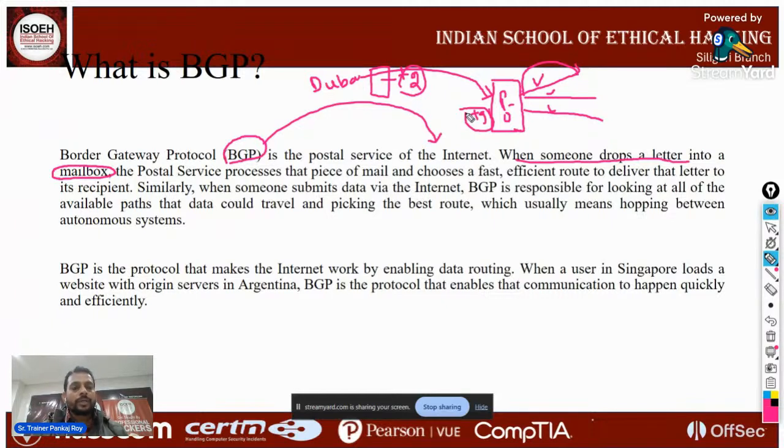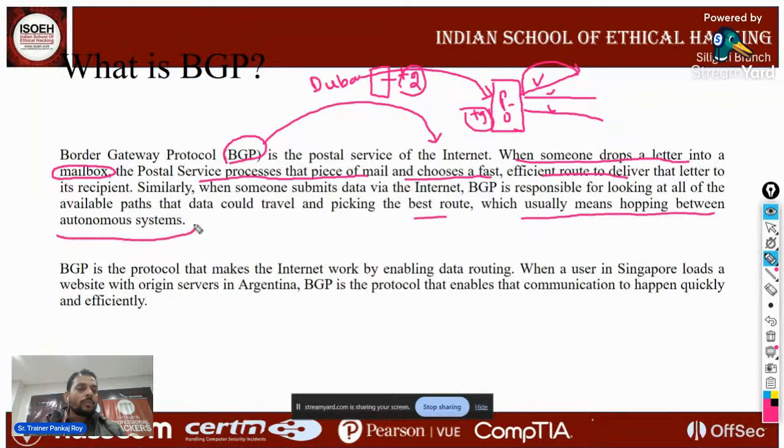We will not go deeper into this side, I am just giving an example of how different organizations communicate. The postal service processes that piece of mail and chooses the fastest, most efficient route to deliver that letter to its receiver. Similarly, when someone submits data via the internet, BGP is responsible for looking at all of the available paths that data could travel and picking the best route, which usually means hopping between autonomous systems.